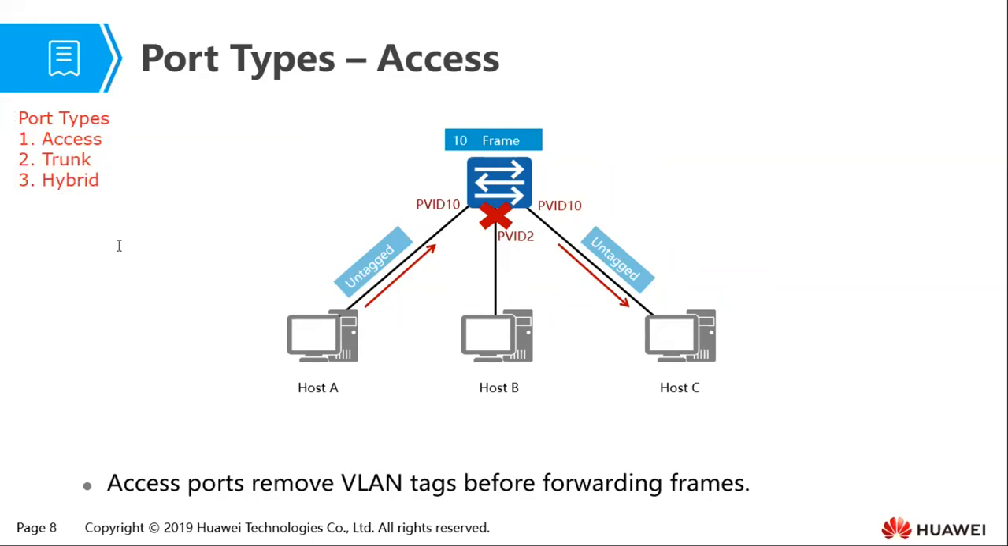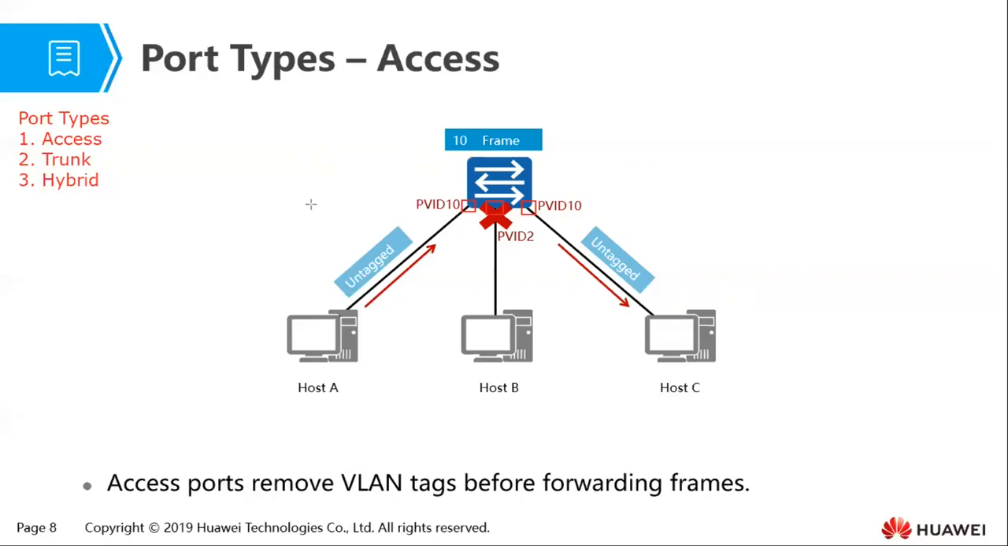So let's begin with the access port. An access port, like this one here, is an access port because it interconnects to an end device. So all the ports that interconnect end devices or hosts on your network are known as access ports. So really, access ports are associated with access links. So we can see that this access port has a PVID of 10. This access port here, the next one that is interconnecting host B, has a PVID of 2. Then this one has a port VLAN ID of 10. So let's look at this example.